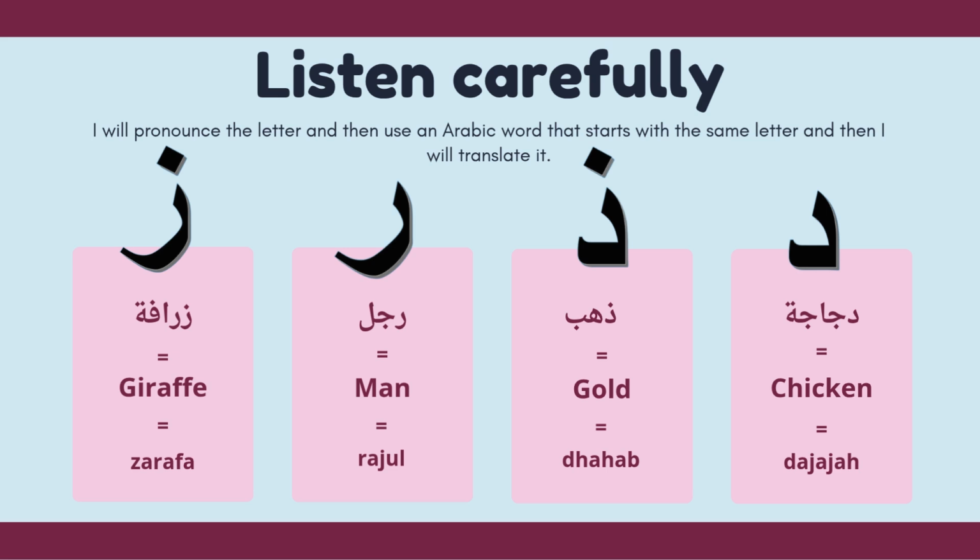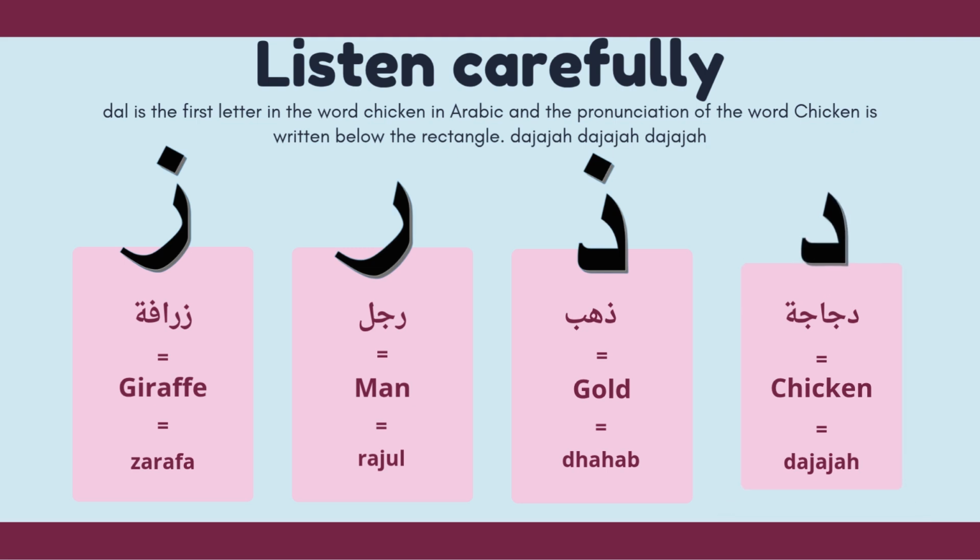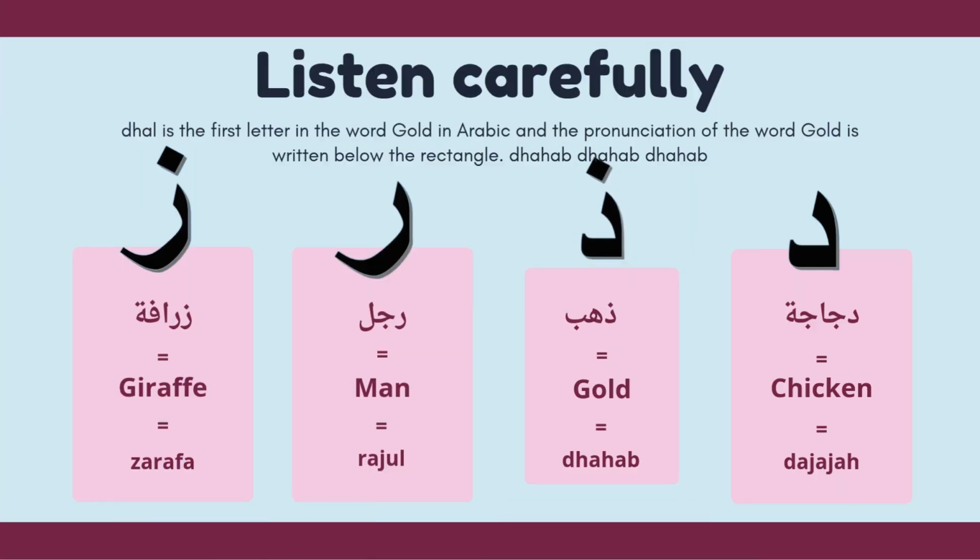I will pronounce the letter and then use an Arabic word that starts with the same letter, and then I will translate it. Dal is the first letter in the word chicken in Arabic, and the pronunciation of the word chicken is written below the rectangle. Dajaja. Thal is the first letter in the word dhahab, and the pronunciation of the word gold is written below the rectangle. Dhahab.